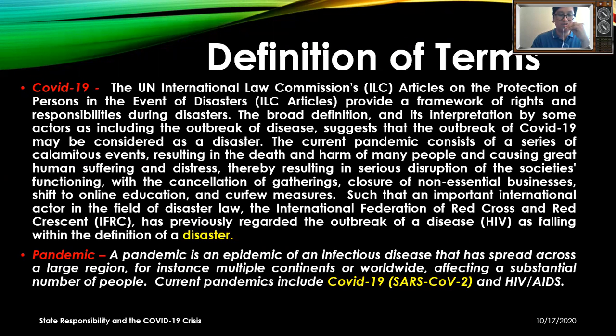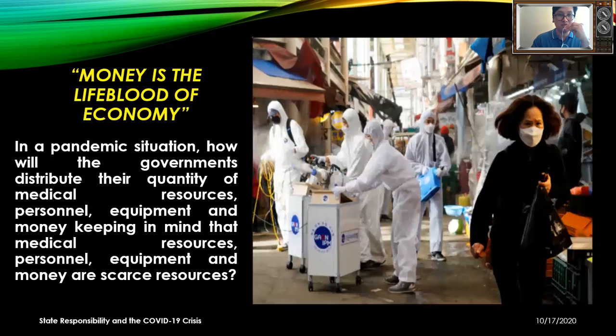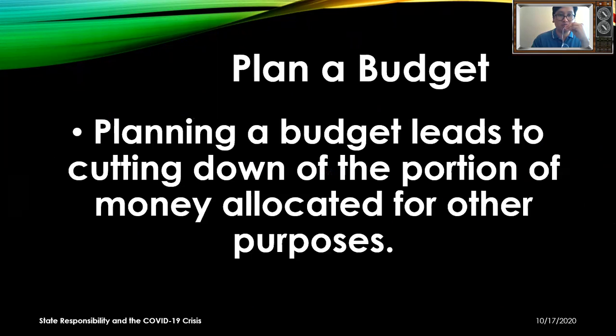COVID-19 is both a disaster and a pandemic akin to HIV or AIDS. Both the articles on the protection of persons in the event of disasters and the Sendai Framework for Disaster Risk Reduction have attributions to the UN General Assembly. It is a truism that money is the lifeblood of economy. Here's to an effective and efficient plan of a budget.